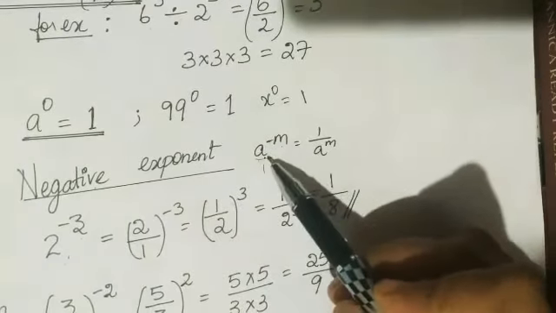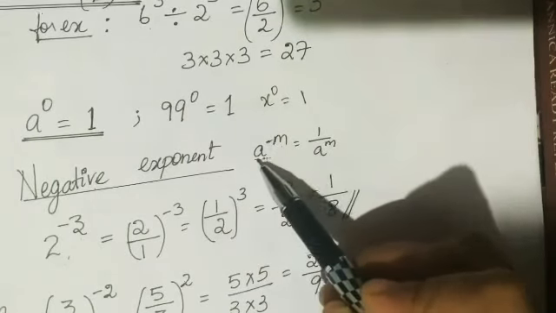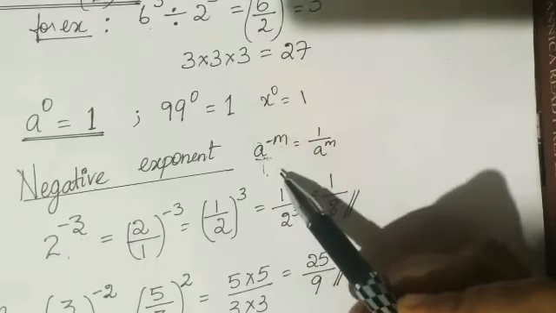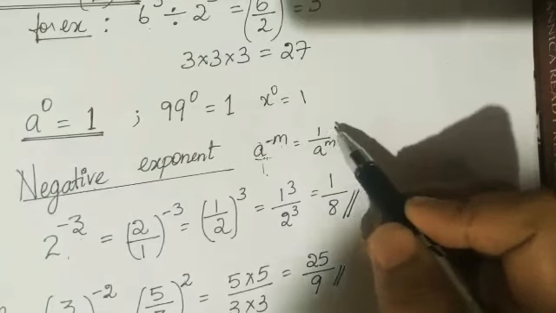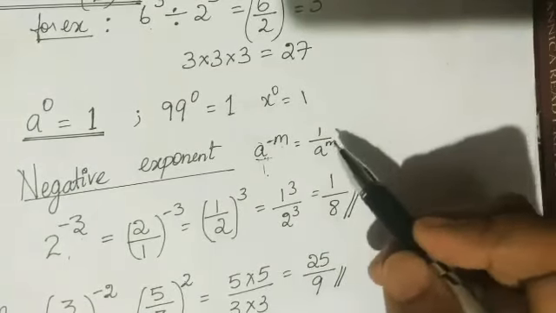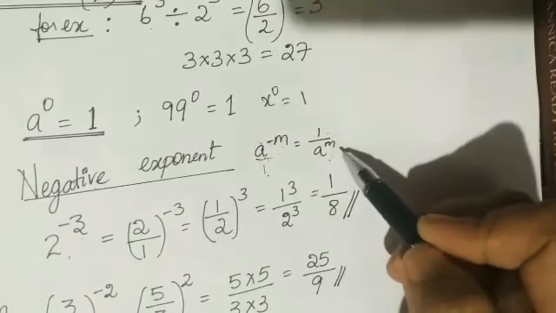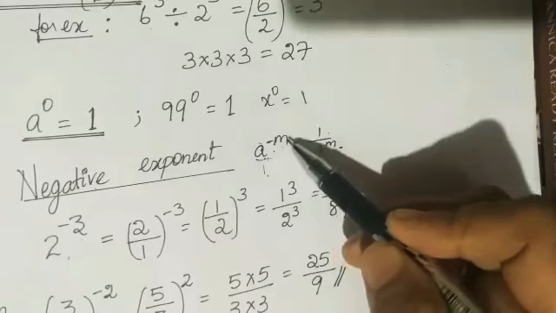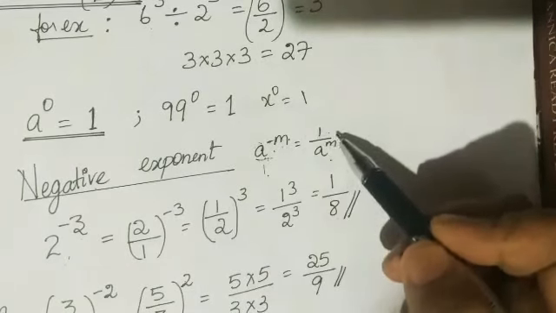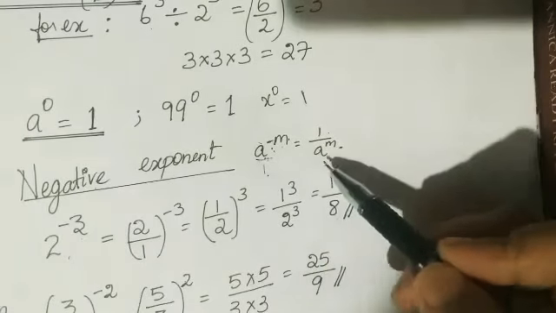So here it is a raised to the power negative m, and to get the value, what you have to do is simply write a as a by 1. What is the reciprocal of the base here? It is 1 by a. You can write it as 1 by a whole raised to the power m. Since 1 raised to any number is 1 itself, I have written it as 1 by a raised to the power m. Okay, a raised to the power negative m is the reciprocal of a raised to the power positive exponent. You can take off the negative sign by taking the reciprocal of the base.